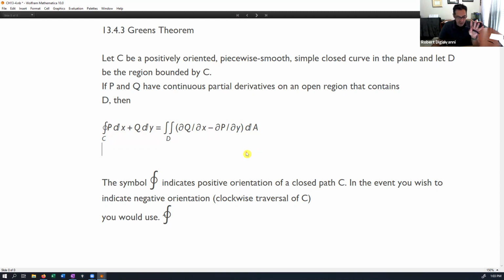Now, I'll explain this in a minute, but some notation. That circle around the integral sign lets you know that C is closed and positively oriented, meaning counterclockwise traversal of the curve. If for some reason we need to go the other direction, we can use this symbol with a little arrow that shows that it's clockwise instead of counterclockwise.